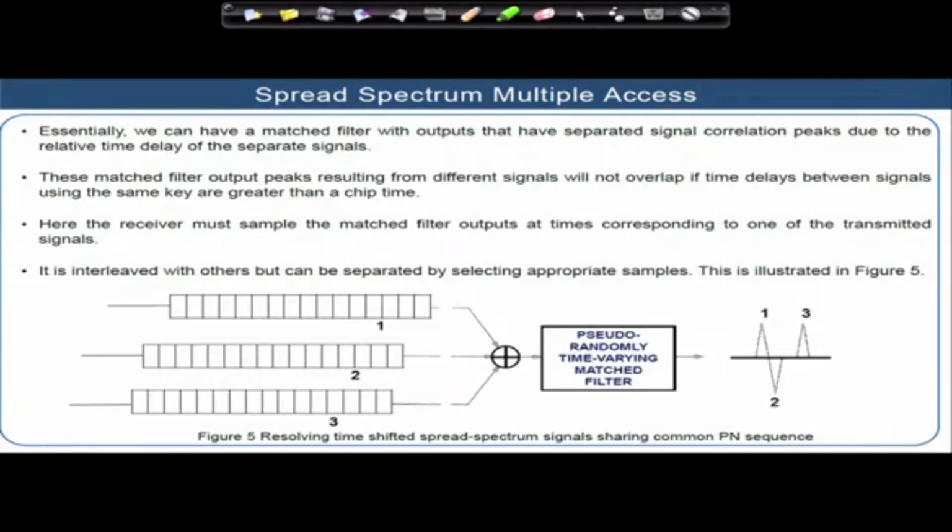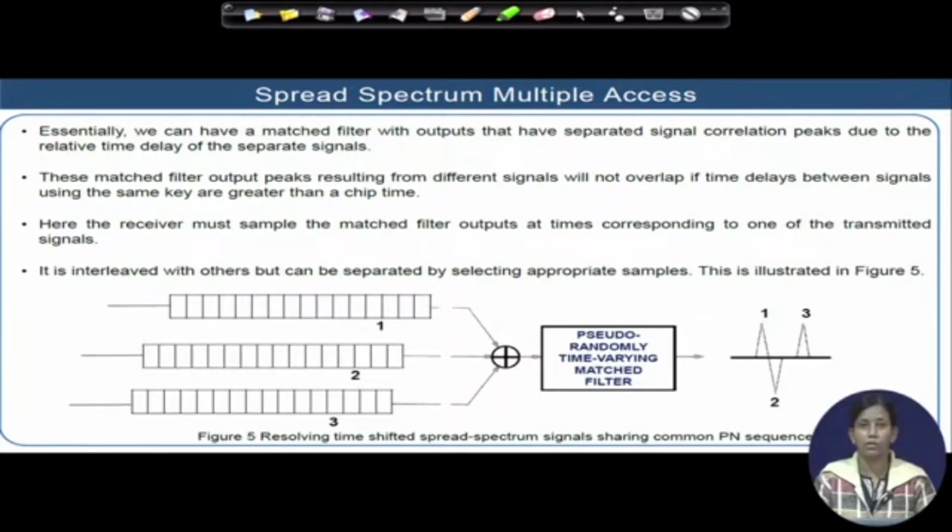Another point to make here, if you are using a TDMA system, is this. Suppose we have a matched filter architecture in the receiver with separate, parallel correlators that can detect the peaks of the different signals with their relative time delays. If this delay is more than the chip delay Tc with respect to each other, then the time-varying matched filter can detect all these independent correlation peaks uniquely.